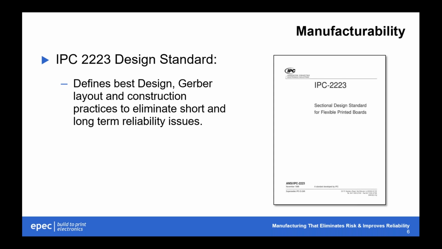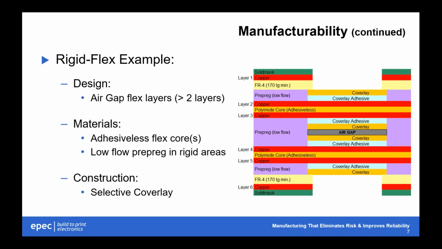Now, because this is such an extensive document, we're not going to have the opportunity of delving into all of it. So we'd like to use a rigid flex as an example of what sort of elements IPC 2223 covers and addresses issues in manufacturability. The example we have today is a 6-layer rigid flex with 6 layers in the rigid section and 4 layers in the flex. Some of the key elements: first of all, the flex layers are configured as 2 independent pairs of 2 with an air gap in between the 2.